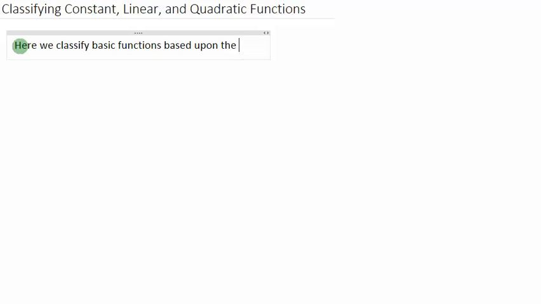In this video, we want to look at some very, very basic algebraic functions and just classify them, give them names. These functions all have to do with the power of the variable. So here we classify basic functions based upon the variable's exponent. Okay, so that's the key here.